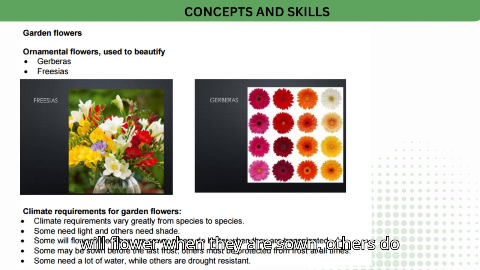Some will flower when they are sown, others do better when they are transplanted. Some may be sown before the last frost, others must be protected from frost at all times. Some need a lot of water, while others are drought resistant.